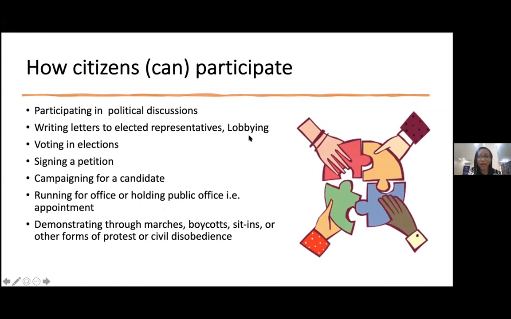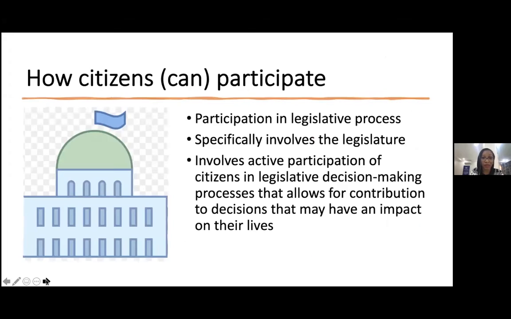Thank you. Then how can citizens participate? There are different ways citizens can participate. Having political discussion is a means of participation. Writing letters to elected representatives is a means of participation. Lobbying, voting in elections is a means of participation. Signing a petition, campaigning for a candidate, running for office or holding public office, that's appointments, and demonstrating through marches, boycotts, sit-ins, or other forms of protests or civil disobedience. These are different ways citizens participate.